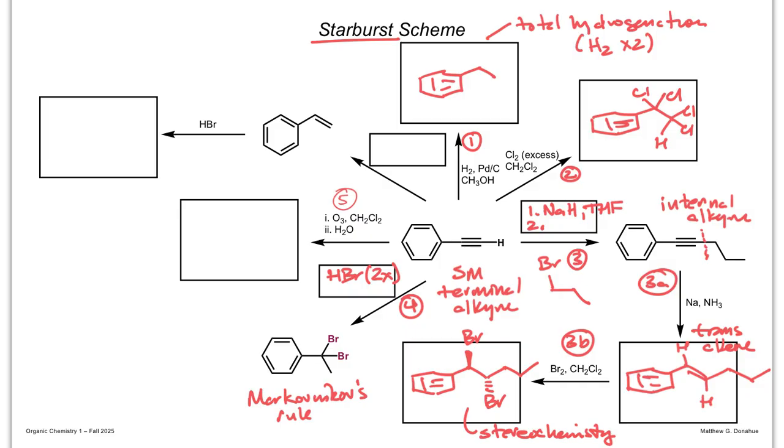So reaction 5 is ozonolysis, so oxidative cleavage. We have two different carbon atoms of the alkyne. That means that 2 different products are going to be produced. So each of the colored atoms is going to go up to the carboxylic acid oxidation state.